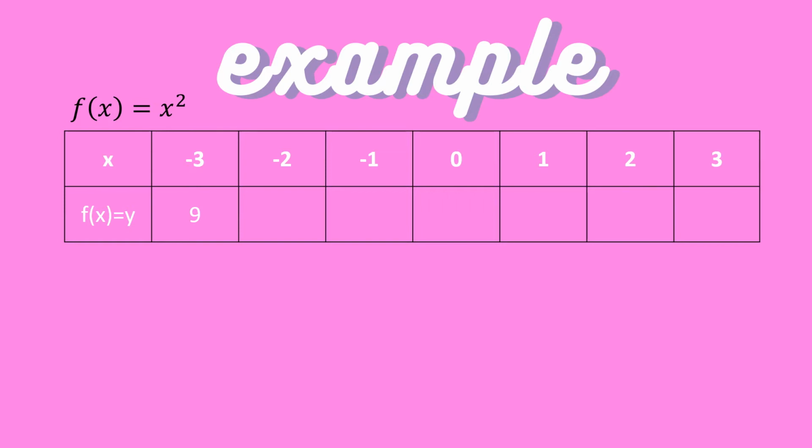So bakit siya naging 9? Kasi you just have to find the square of the x. So you have -3 times -3, so that would give us 9. -2 squared is 4. -1 squared is 1. 0 squared is 0. 1 squared is 1. 2 squared is 4. And then lastly, you have 3 squared is 9.